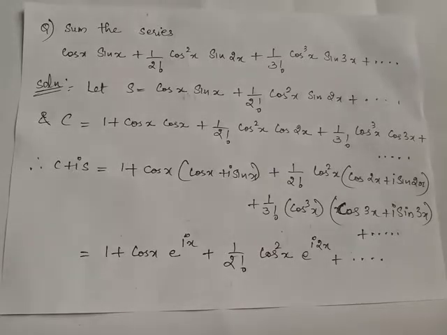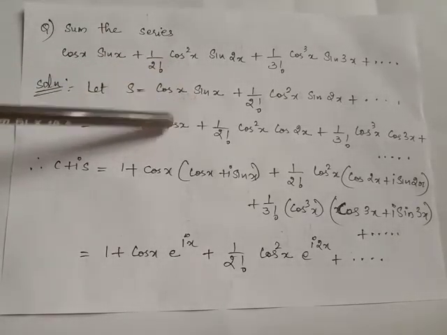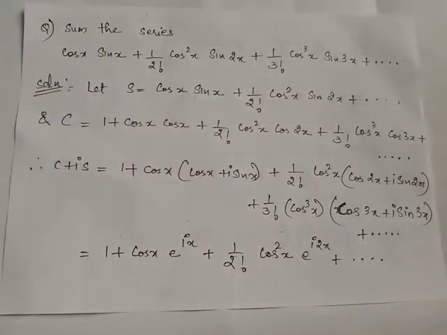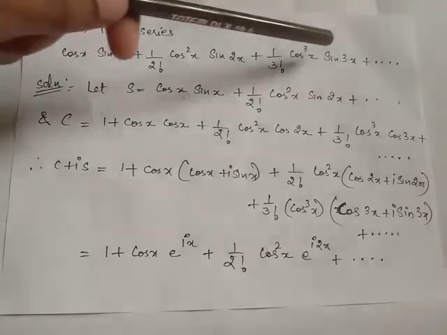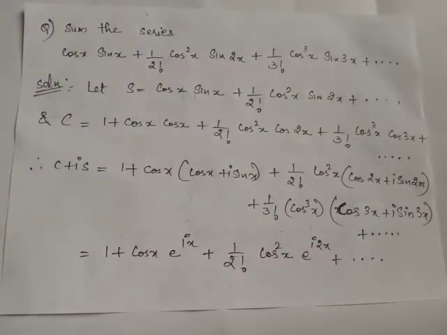We call the given series S and we frame the corresponding C series by replacing every sine term by the corresponding cos term. We replace sin x by cos x, sin 2x by cos 2x, the third term sin 3x in the S series by cos 3x, to obtain the corresponding C series.